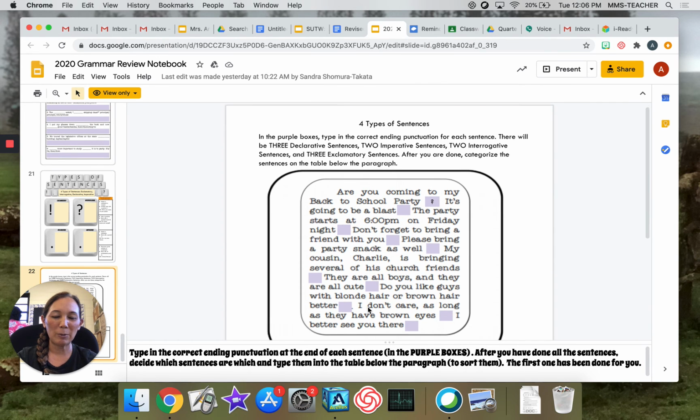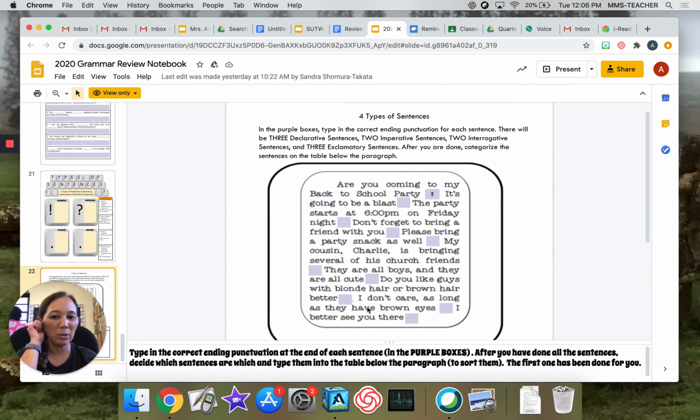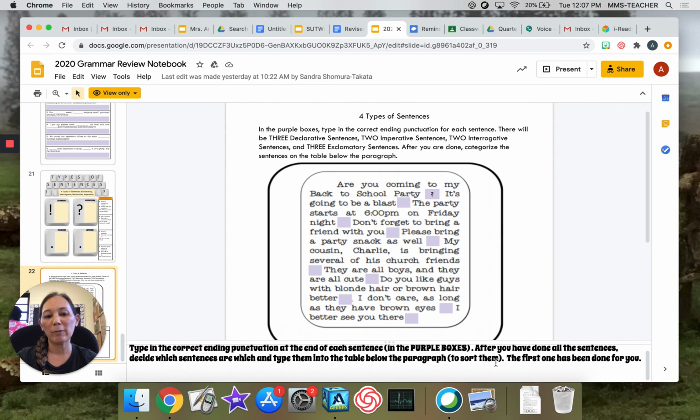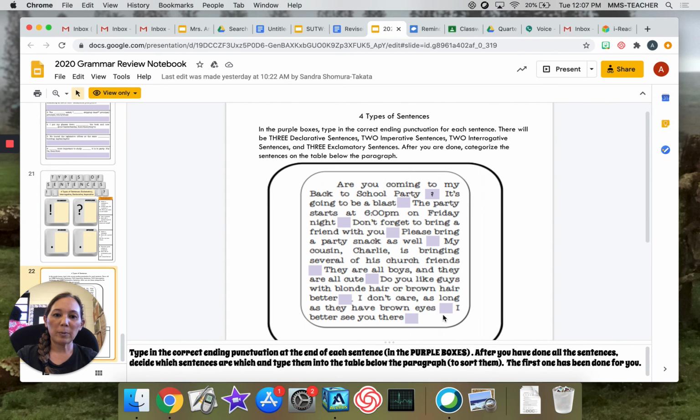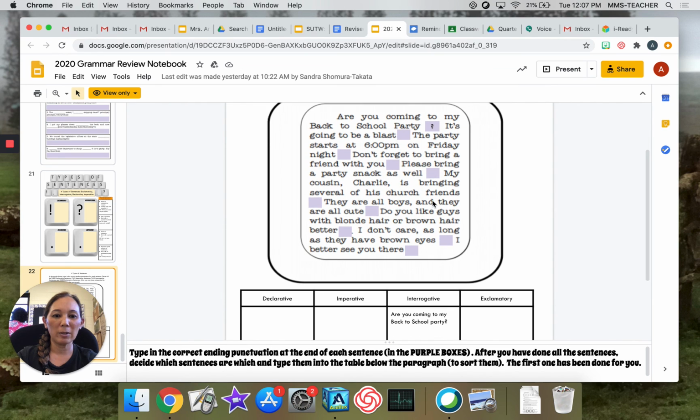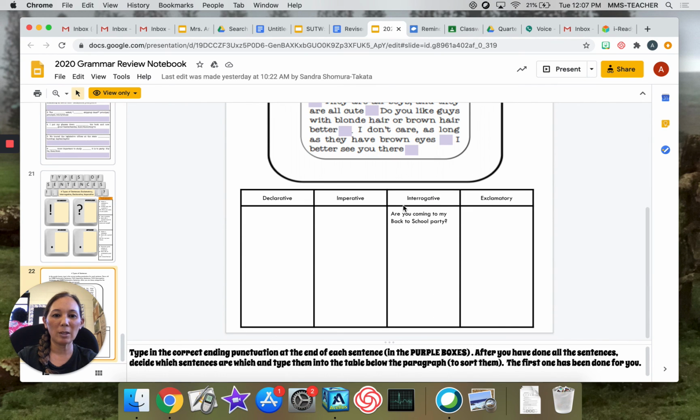Okay? Now, the next page, what you're going to do, it says type in the correct ending punctuation at the end of each sentence in the purple boxes here. After you have done all of these sentences, decide which sentences are which and type them into the table below the paragraph to sort them out. The first one has been done for you. So here's an example. The first one, are you coming to my back to school party? And you know, it's a question, so it's an interrogative sentence, so it ends with a question mark. And we wrote that sentence down below here. Are you coming to my back to school party?